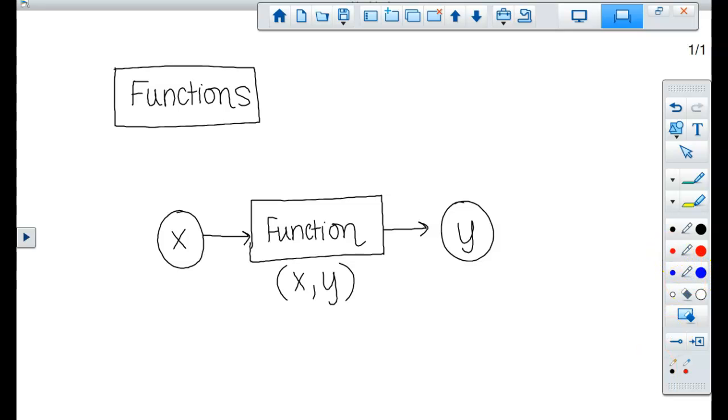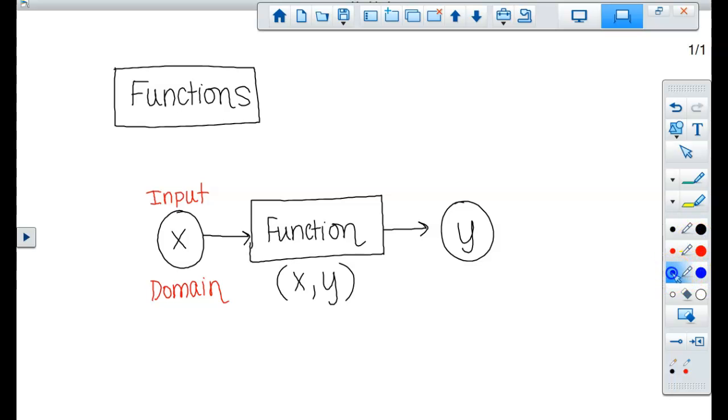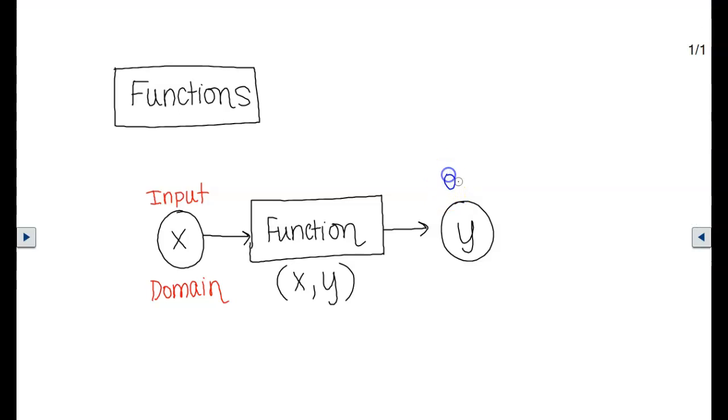Now, we learned that an x value goes by a couple of other names. An x value is called an input because it is what we put into the function. It is also called domain. So x values: input or domain. And likewise, we learned that the y value is called the output. That's what the function gives us back when we put x in, and it also goes by the name of range.